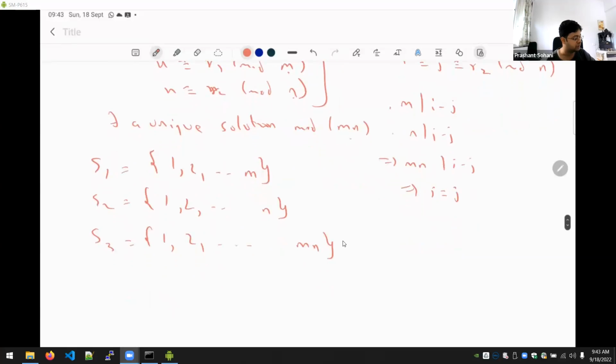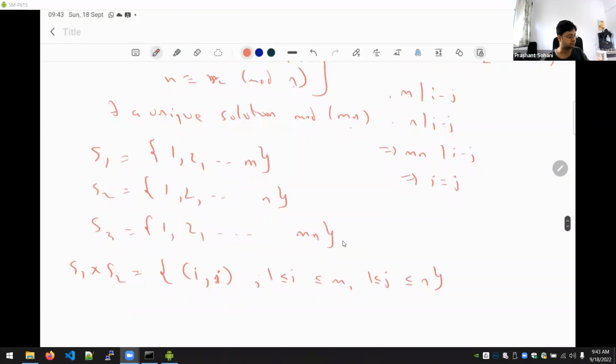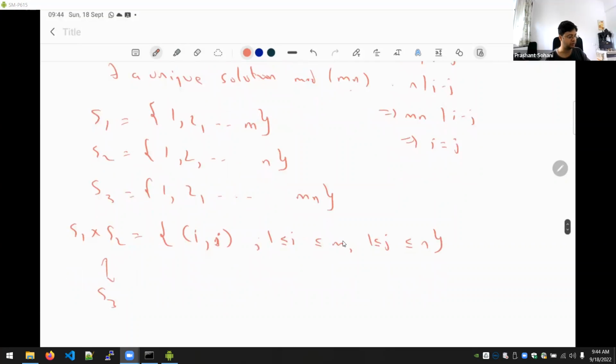So S1 cross S2 is nothing but the set of all such pairs (i, j), where i comes from the first set, which means that i is in the range 1 to m, and j is in the range 1 to n. So this S1 cross S2 has mn elements, and we have just shown the one-to-one correspondence between S1 cross S2 and S3, in terms of the modulo mn.